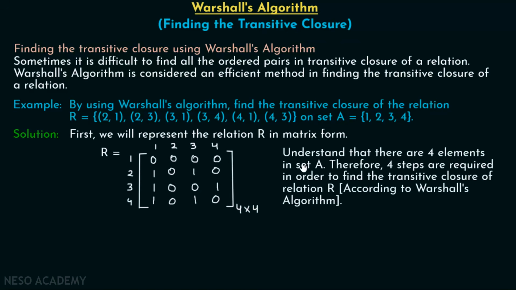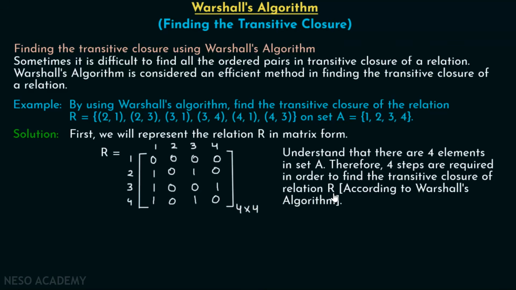Understand that there are 4 elements in set A. Therefore, 4 steps are required in order to find the transitive closure of the relation. This is according to Warshall's algorithm. Warshall's algorithm says that the number of steps depends on the number of elements in a particular set. Here we are considering set A, and relation R is defined on this set. There are 4 elements in this set, therefore 4 steps are required in order to find the transitive closure of relation R.